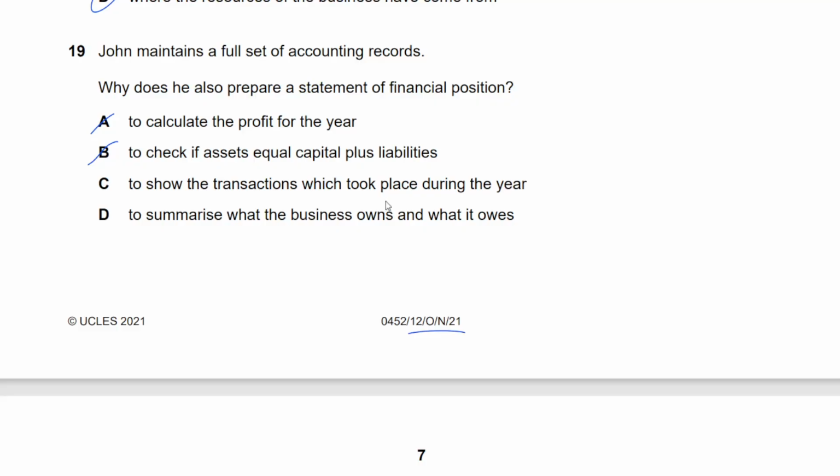To show the transactions which took place during the year, no. It shows what we have at a particular point, not what happened during the year. To summarize what a business owns and what it owes, and that's one of the definitions of SOFP. It lists the things that the business owns and the things that the business owes to others. So basically assets and liabilities and capital.